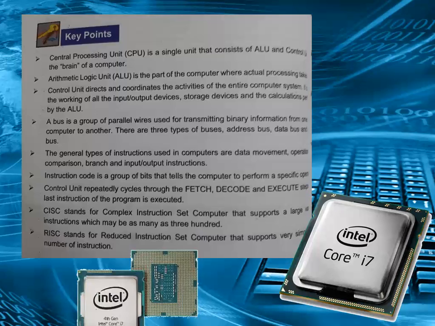The general types of instructions used in a computer are data movement, operation, shift, comparison, branch, input, and output instructions. Then we discussed that an instruction code is a group of bits that tells the computer to perform a specific operation. The control unit cycles through the fetch, decode, and execute steps till the last instruction of the program is executed. Then, in the last, CISC stands for complex instruction set computer, which supports a large variety of instructions, which may be as many as 300. RISC stands for reduced instruction set computer, which supports a very simple, limited number of instructions.